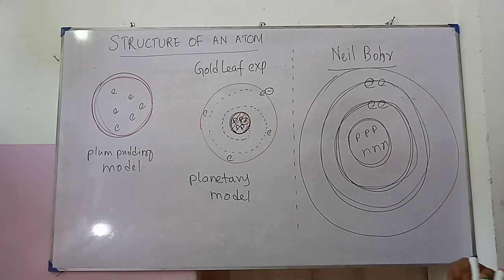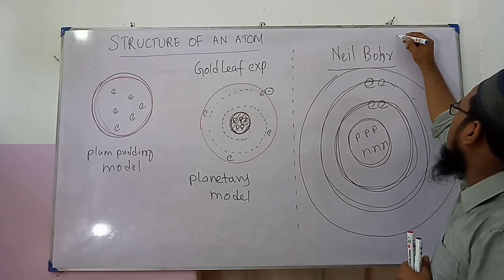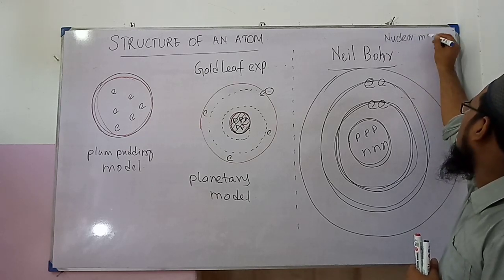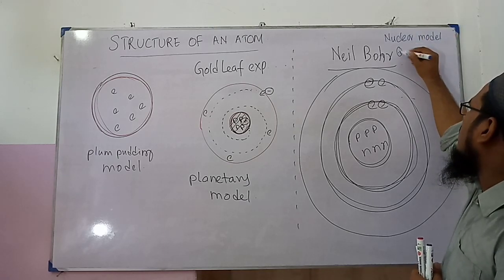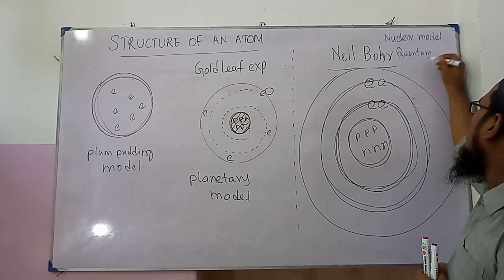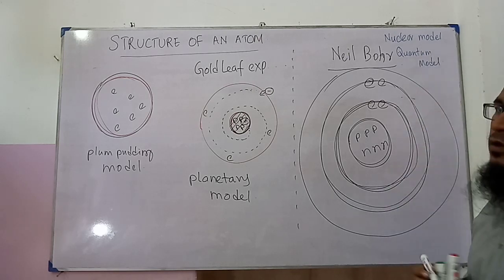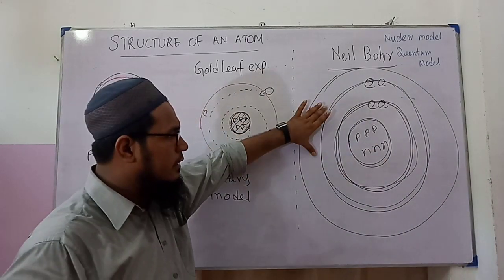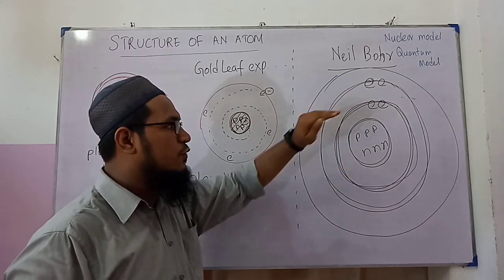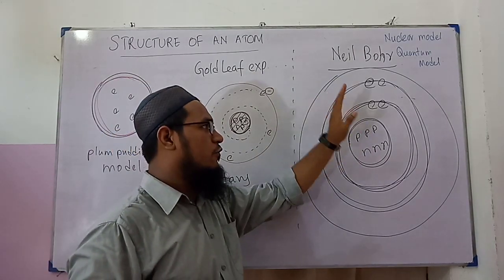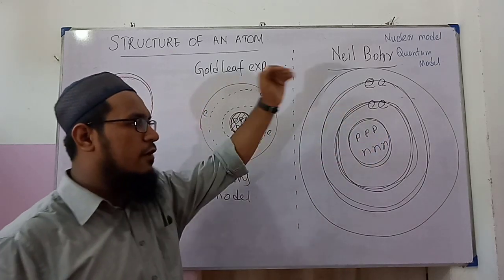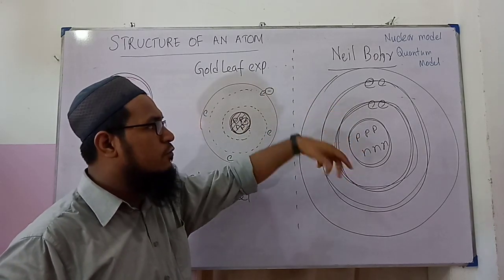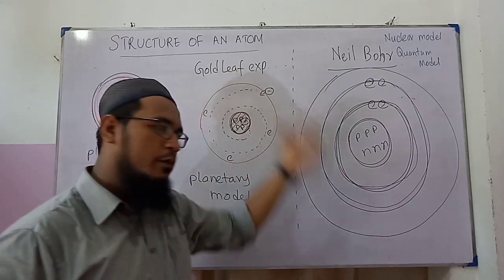This model is given many names. Some call it the nuclear model, some call it the quantum model, some call it the energy level diagram. Whatever said and done, this is the final theory which we are going to study under grade 10 of the local syllabus. When you further advance to A level, you will understand that even this structure is modified into many types that you will be learning later.